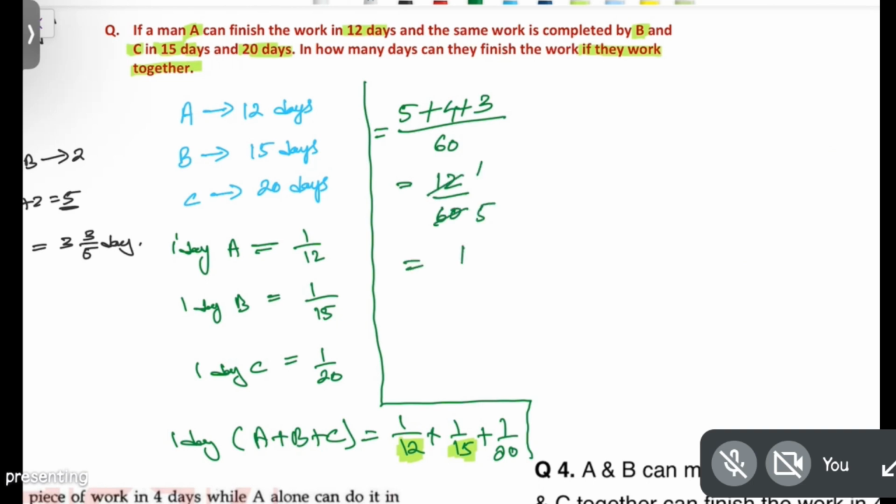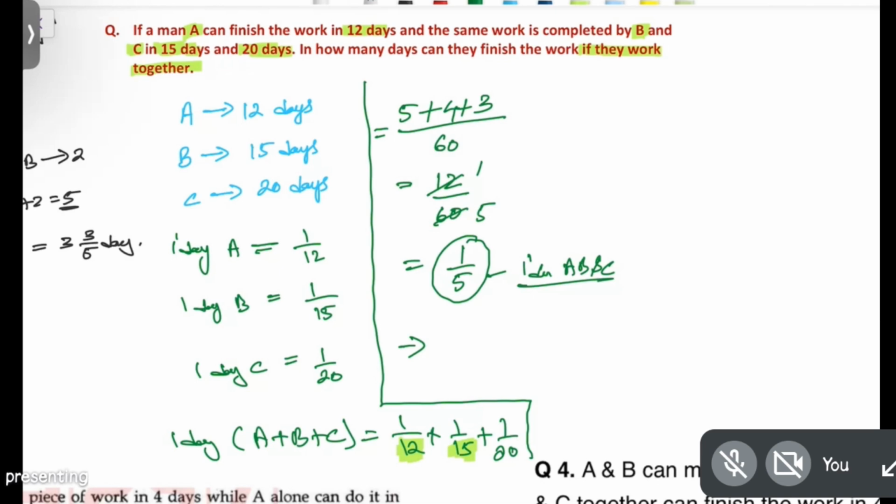So I'm getting 1 by 5. So what is this 1 by 5? This 1 by 5 is nothing but 1 day work of A, B, and C. So if I take the reciprocal of this, then that will be the number of days required for A, B, and C to finish the work.